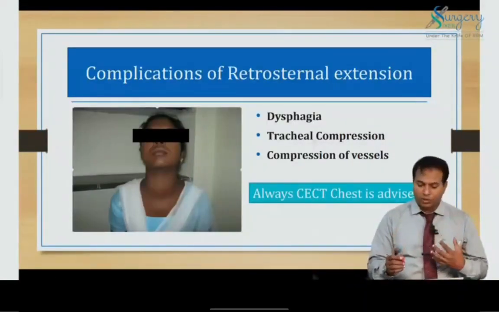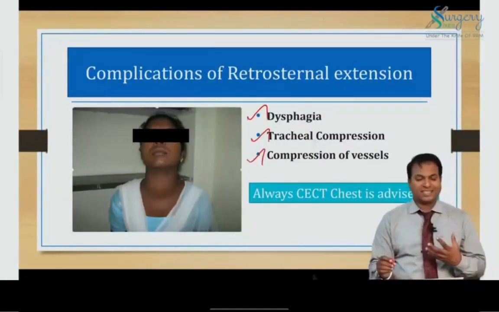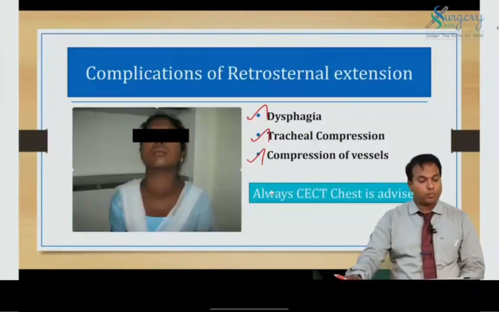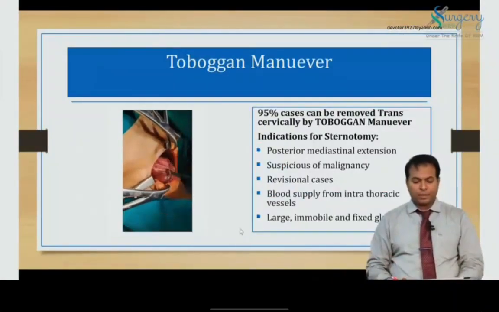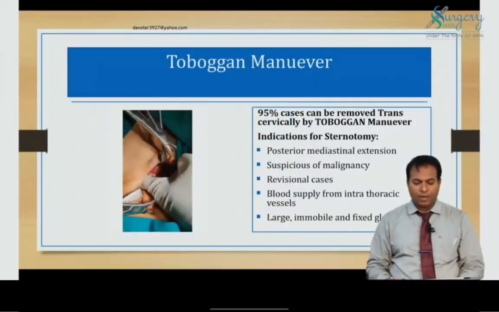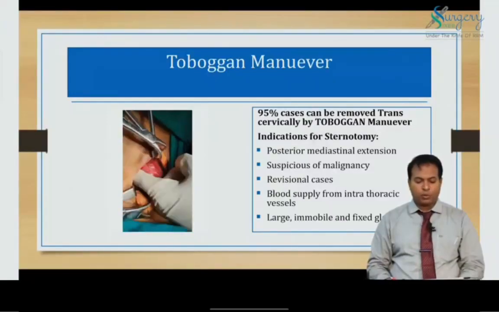So what are the complications of retrosternal extension? Please remember dysphagia, tracheal compression, and compression of vessels. Always CT chest should be advised. And you can see one of the videos showing the toboggan maneuver. You are putting a finger inside, mobilizing and taking it out. This is the toboggan maneuver in operation of retrosternal goiter. See, I am using my finger to remove the retrosternal goiter.